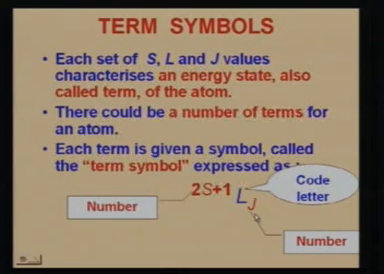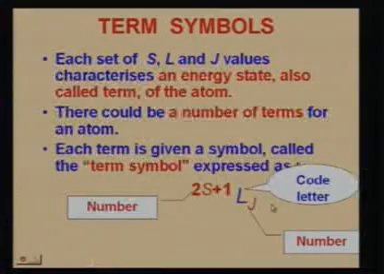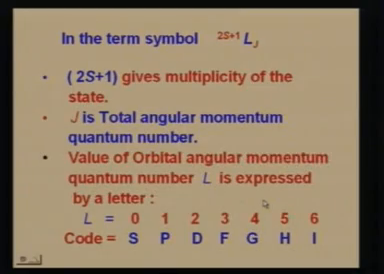So can we in a way say that this term symbol has representation from all the three, spin, orbital as well as total? Yes, this is the beauty of the term symbol, that it gives us information about these three things: the spin, orbital and total angular momentum. As is quite apparent from here, in the term symbol 2s plus 1, L, j, the 2s plus 1, which comes from the spin, gives us the multiplicity of the state. So this information comes from here.